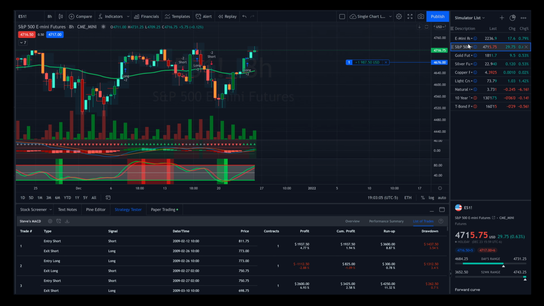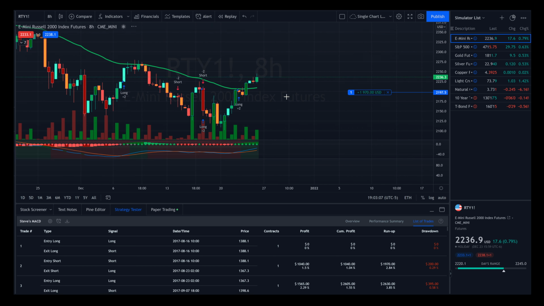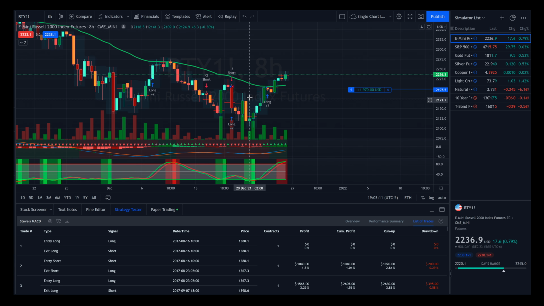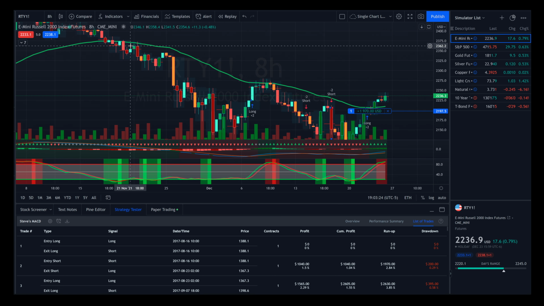So moving on to the Russell, which we are also long on. Same thing. Would have gotten in a little bit earlier with the stochastics, but it's been a pretty rough time to be using that oscillator during this downtrend. The MACD would have worked better, and to be honest, even just a regular moving average in this case would have done better.